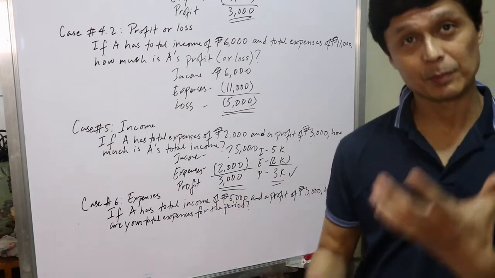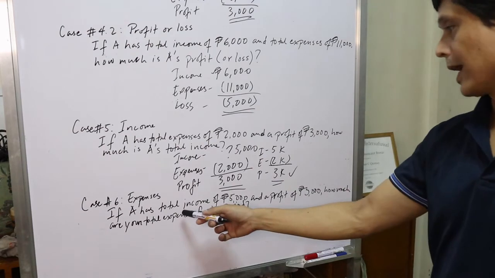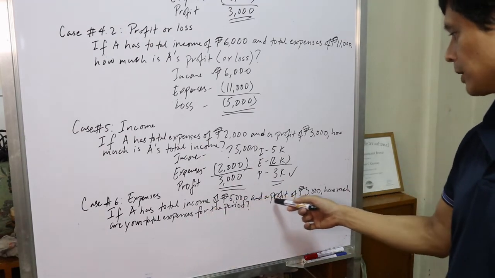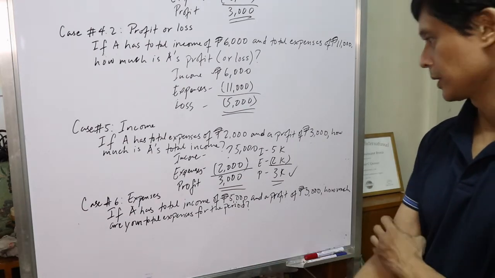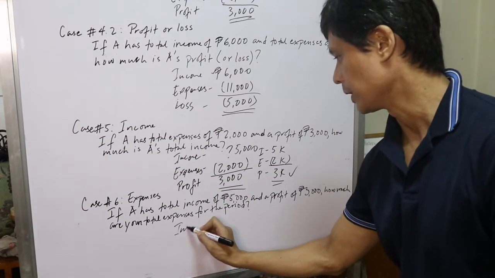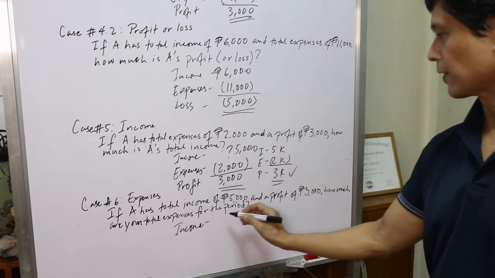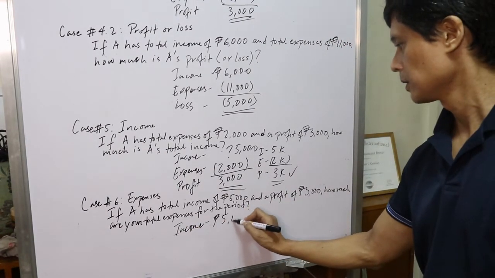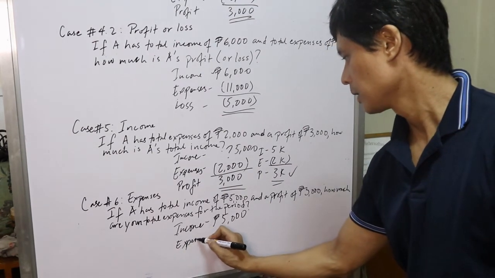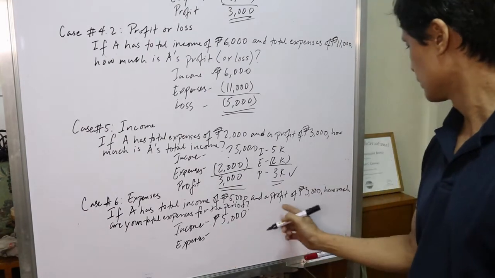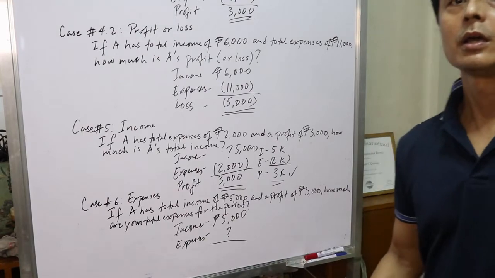And yung last case for this one, of course we have marami pang cases, no? Expenses. If A has a total income of 5,000 and a profit of 3,000, how much are your total expenses? Okay, so this one is given, yung income. And the income is 5,000 pesos. And the expenses is not given. So this is question mark.